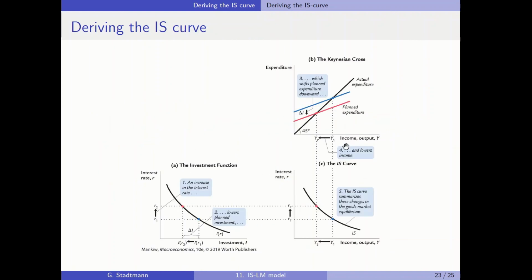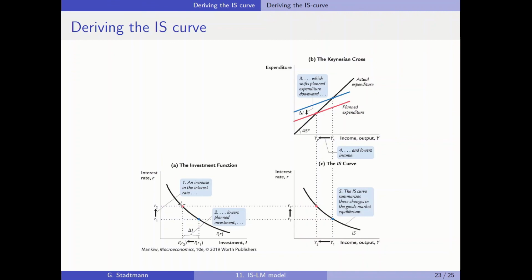Let's have a look at these three graphs and start in panel A. We are in the blue scenario. This is the initial scenario. And we want to find out what happens if the interest rate increases. You are familiar already with this chart because it shows you the investment function, the negative relationship between the interest rate and investment. In case the interest rate increases, investment decreases.